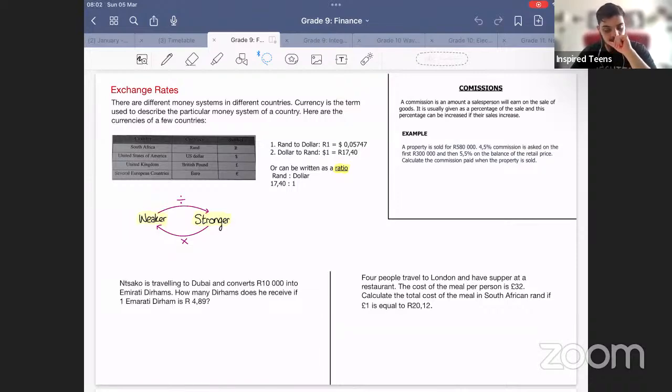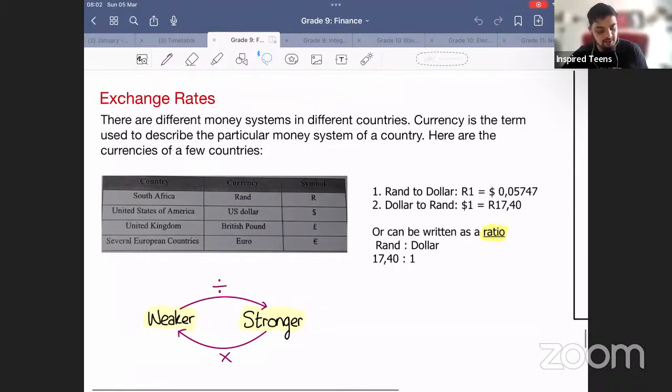Negative exponents plus. Okay, we'll get there. So let's go through exchange rates. There are different money systems in different countries. Currency is the term used to describe the particular money system of a country. Here are the currencies of a few countries.